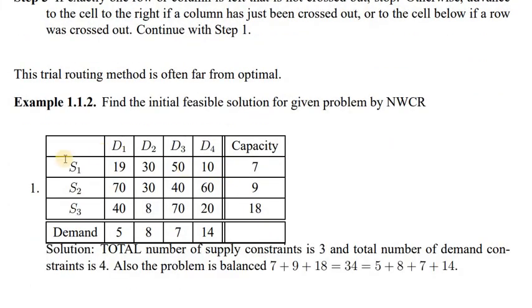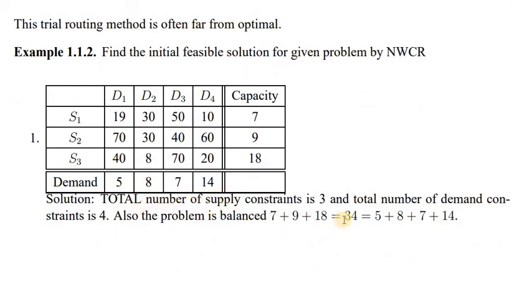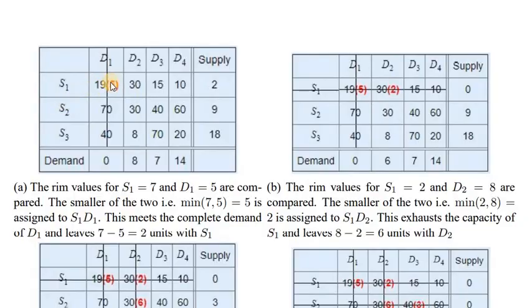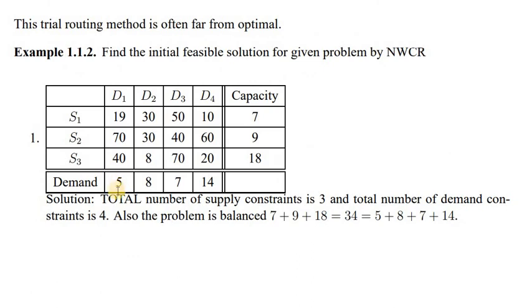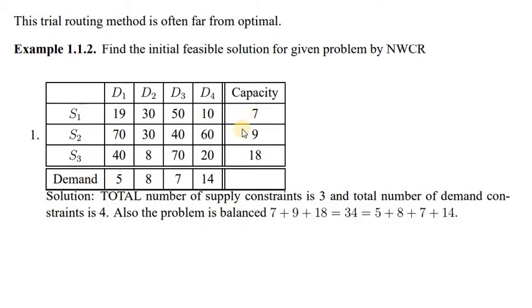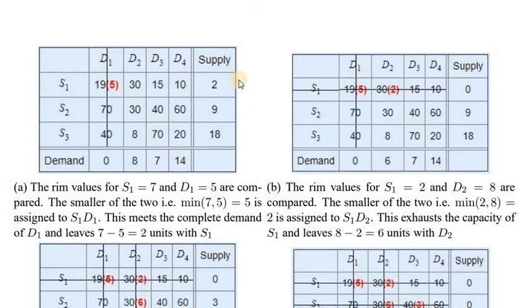Let us take an example over here. S1 to D1 costs 19 per unit, S1 to D2 costs 30 per unit, and so on. Here again, this is a balanced problem. Select the northwest corner, that is 19, and for this cell check the supply and the demand. Here the demand is 5 and the capacity is 7, so the minimum is 5. So assign 5 over here and subtract 5 from 7. So here it is 0 and here it is 2.